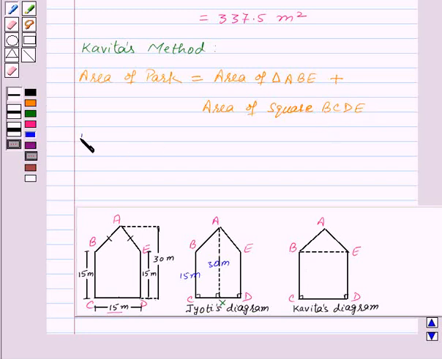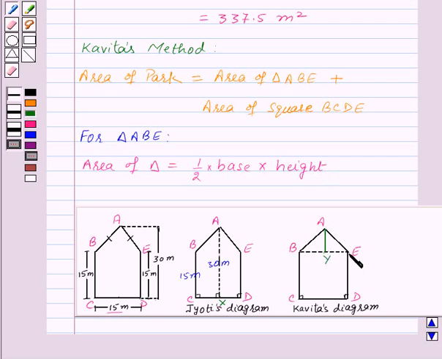So first of all, let us find the area of triangle ABE. For triangle ABE, we know that area of triangle is equal to 1 by 2 into base into height. Here the base of the triangle is BE and height is AY. So let us find out the lengths of BE and AY. Now here BE is equal to CD, which is 15 meters. So BE is equal to 15 meters.